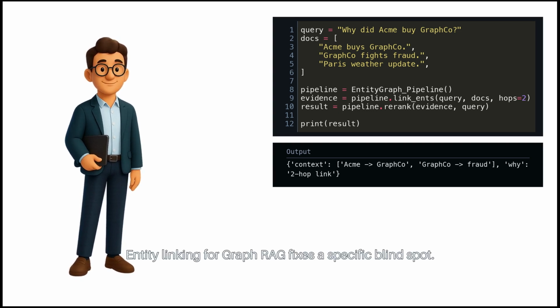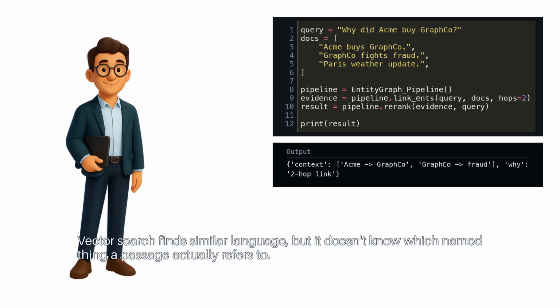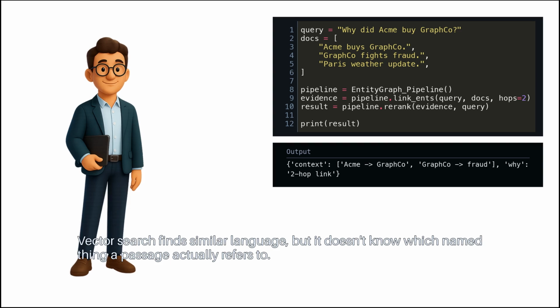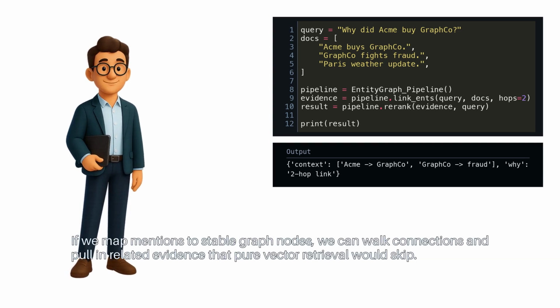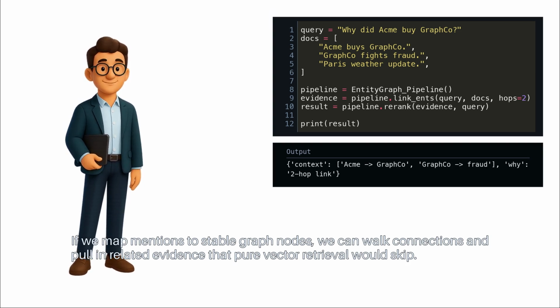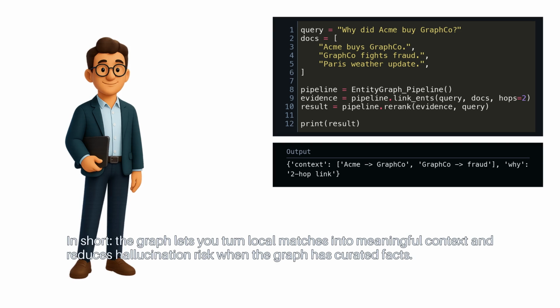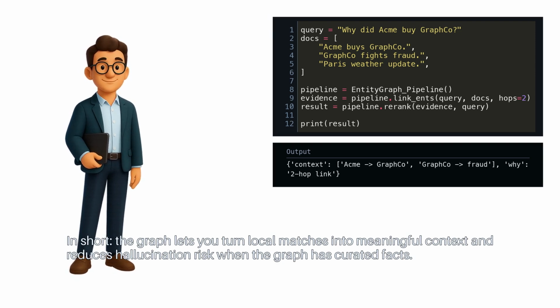Entity linking for graph RAG fixes a specific blind spot. Vector search finds similar language, but it doesn't know which named thing a passage actually refers to. That makes multi-step relationships hard to surface. If we map mentions to stable graph nodes, we can walk connections and pull in related evidence that pure vector retrieval would skip. In short, the graph lets you turn local matches into meaningful context and reduces hallucination risk when the graph has curated facts.